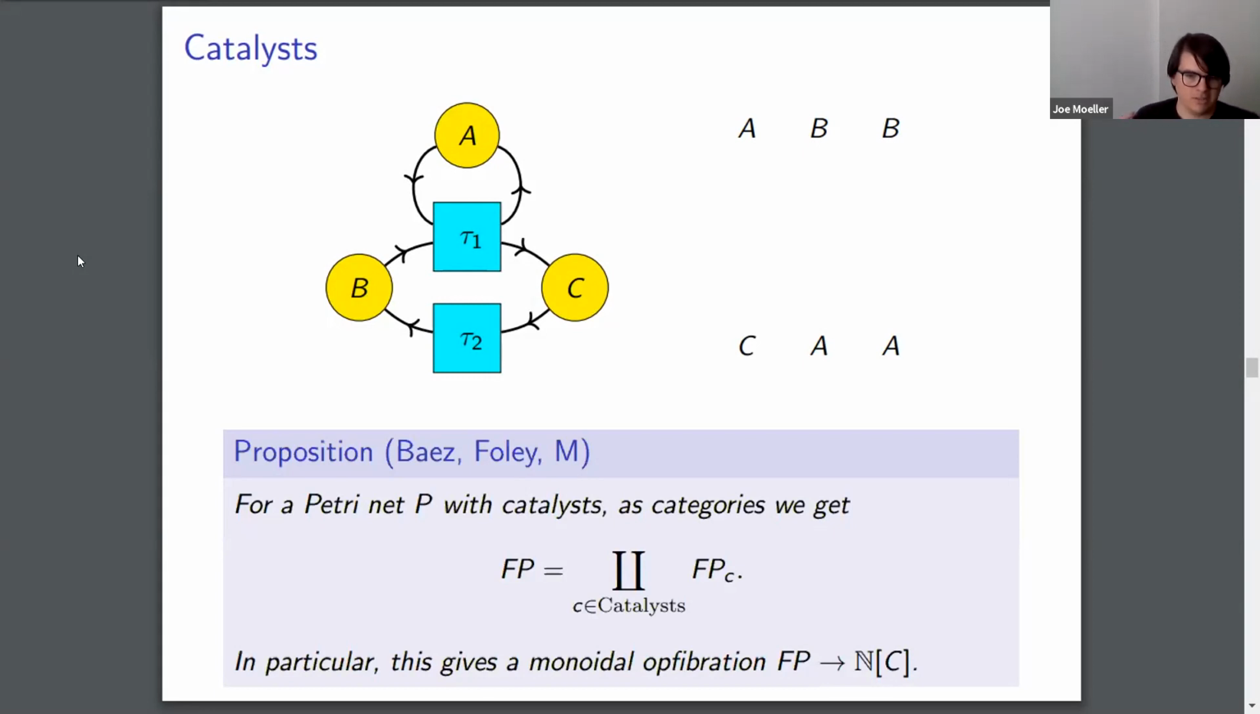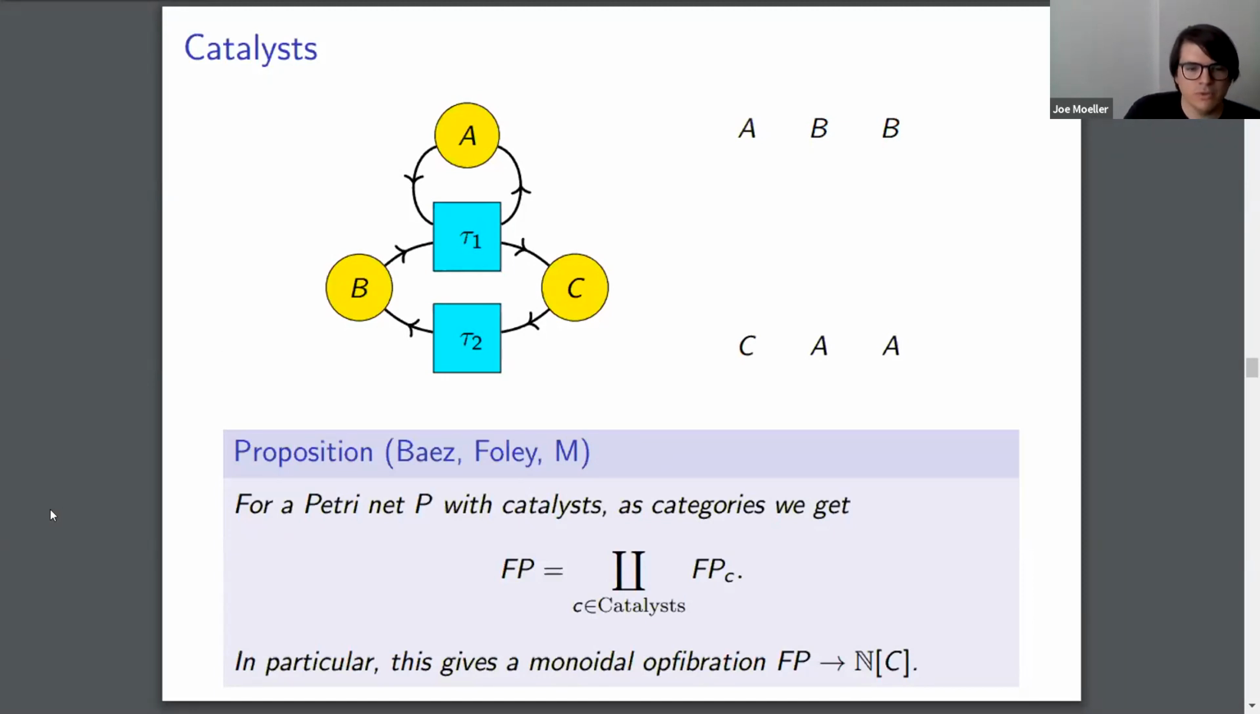Then it actually tells you that your category FP is a disjoint union of a bunch of other categories. And each one of those corresponds to a fixed amount of catalysts that you start with. And every marking that you can get from there is going to have the same amount of catalysts. And so those are a bunch of subcategories that are completely disjoint from each other, morphism-wise.